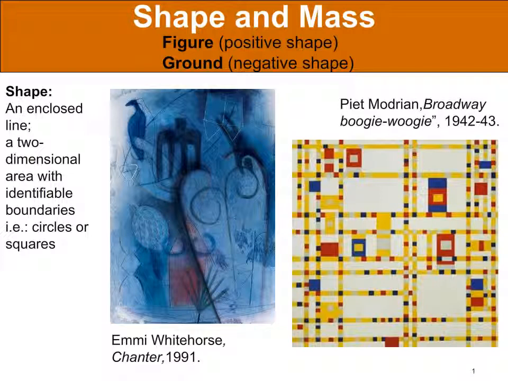Also, when discussing shape and mass, they can be divided into two broad categories, organic and geometric. Organic shapes tend to mirror natural shapes, like the shell or the cabbage by Weston. The masses and shapes in the Emma Whitehouse image are organic, and those in Mondrian's image are geometric. Remember that for your test.